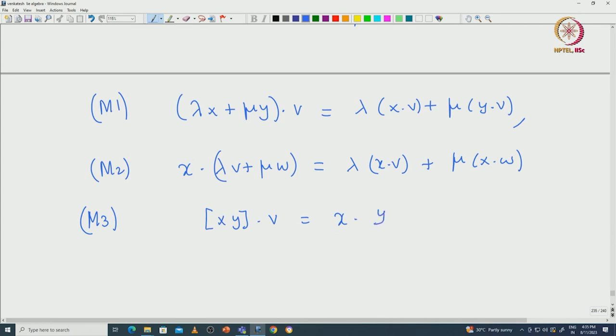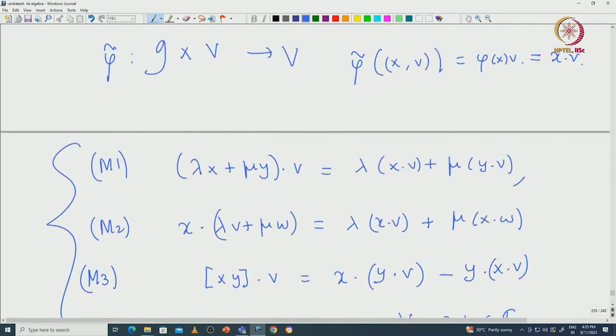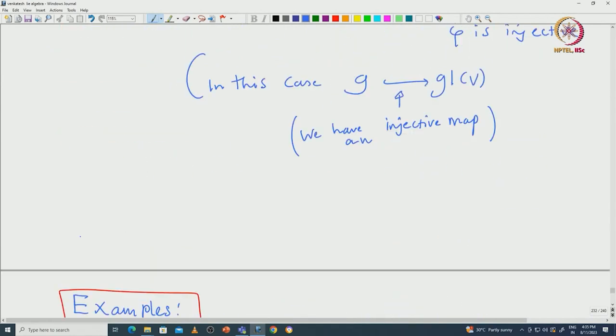So, y acting on v, and then x acting on y dot v, minus y dot x dot v. If you take that, that should be equal to your bracket [x, y] acting on v. This should be true for all x, y in G, and v, w in capital V, and all lambda, mu complex numbers. Okay, so all these properties are satisfied. If you spell them out, all of these are satisfied if you start with a representation.